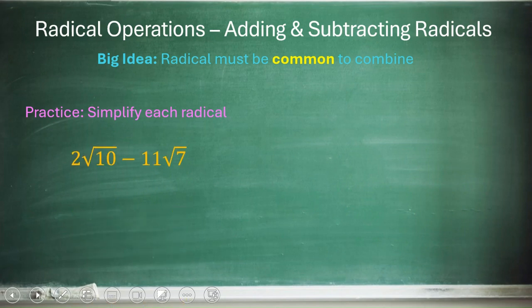Now, this is an example of something we can't combine. We can't combine 2 root 10 minus 11 root 7 because our radicals, we don't have anything in common. They're not like terms. This is as simplified as this expression can get.